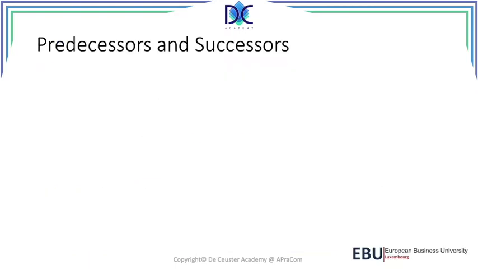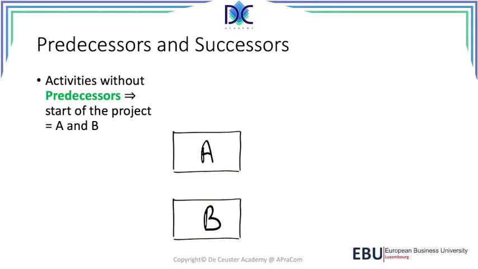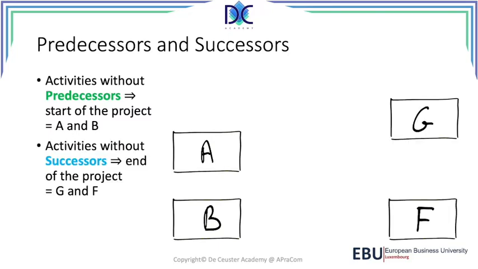Now, what we look at, what we call predecessors and successors. When we look at activities without predecessors, like in this case A and B, they are at the start of the project. We can start from the first moment with either activity A or activity B. Then we have at the end the activities without successors. So after the activities G and F, there are no more activities and the project will stop here.